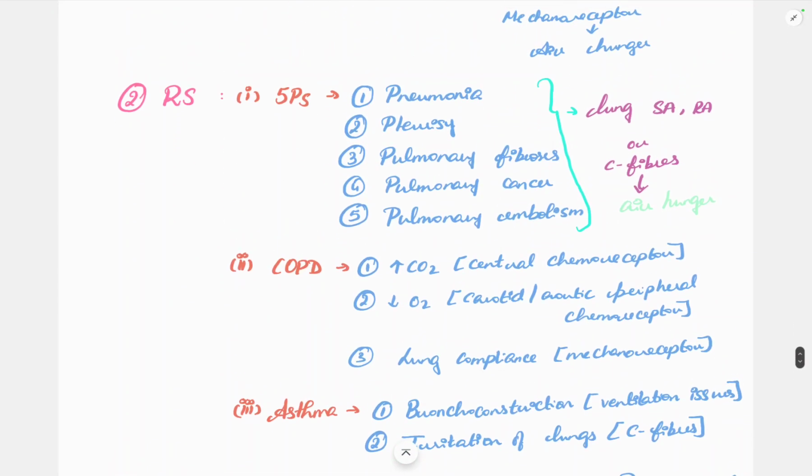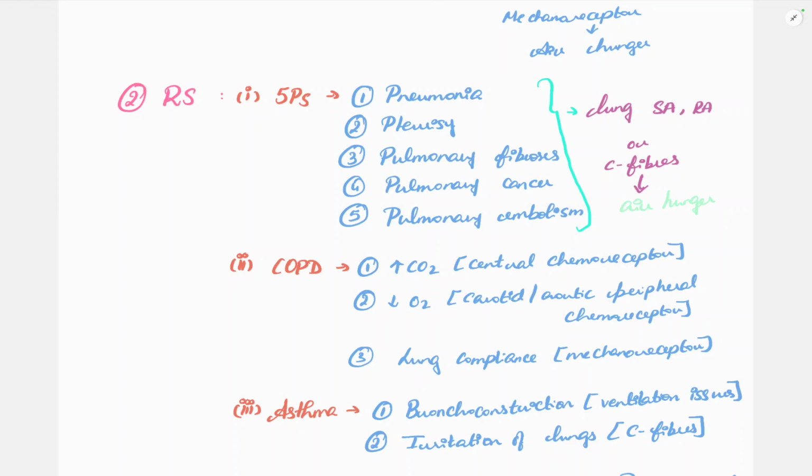Coming to the respiratory system. How does the respiratory system send signals? First is the 5 P's: pneumonia, pleurisy, pulmonary fibrosis, cancer, embolism. All of these, in one way or another, activate the slowly adapting receptors, rapidly adapting receptors, and the C fibers, thus sending a signal to the brainstem that the body is in need of air hunger, or there's a respiratory effort. Second one is COPD, chronic obstructive pulmonary disease.